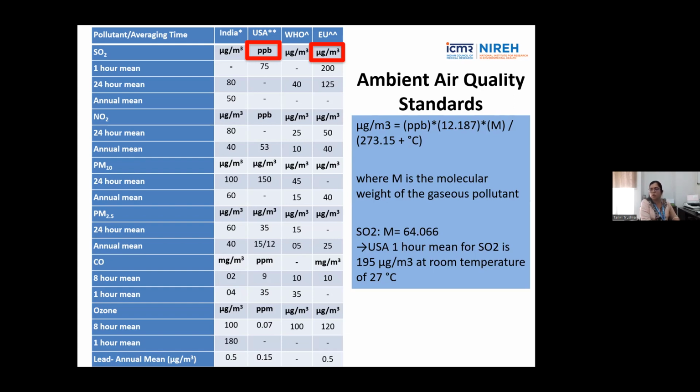So the difference is not that significant. It just appears to be so. So this is one thing that is important to understand while trying to interpret publications. Then one more thing that I want to highlight here is the differences in the WHO standards.